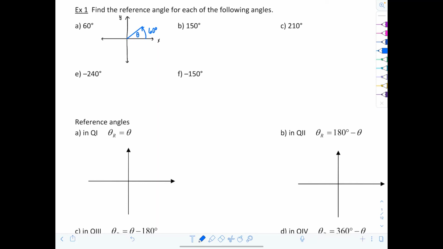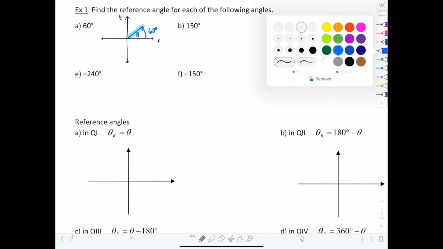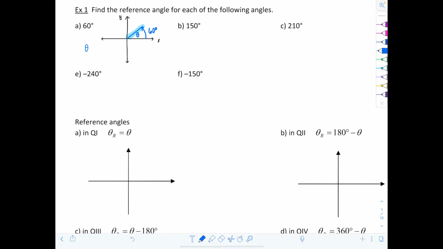This is theta. Now, the reference angle is formed by the terminal side of theta. Where's the terminal side of theta? It's right here. That's the terminal side, and either the positive or negative x-axis. Remember, your reference angle is always an acute angle. It's going to be less than 90 degrees. So in this particular case, our reference angle is equal to the original angle, theta. So theta sub r is equal to 60 degrees, which is the same as the original. That's because our original angle's terminal side was in quadrant 1.